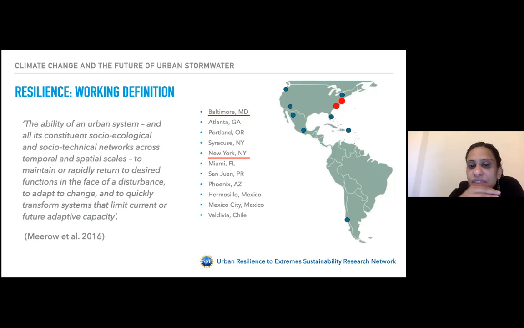When we began this project, we initially expected to focus on the type of flooding that we all think about when we think about climate change. So flooding as a result of tropical storms and hurricanes and other coastal storms that result in storm surge flooding, or river flooding as a result of extreme precipitation.